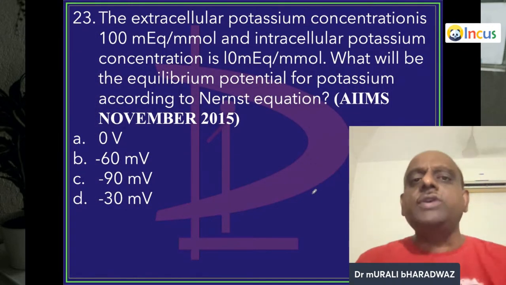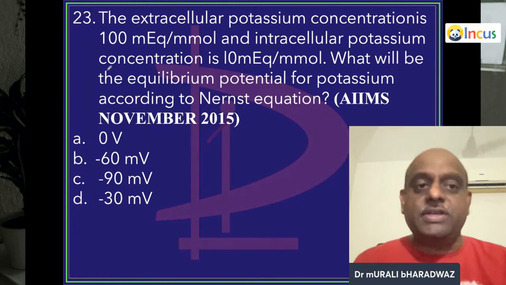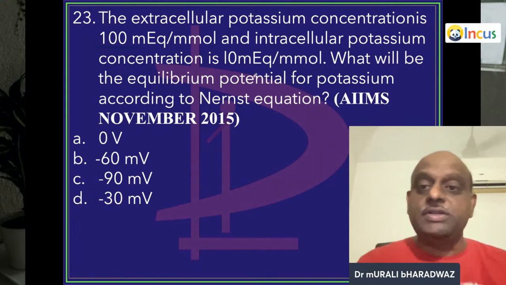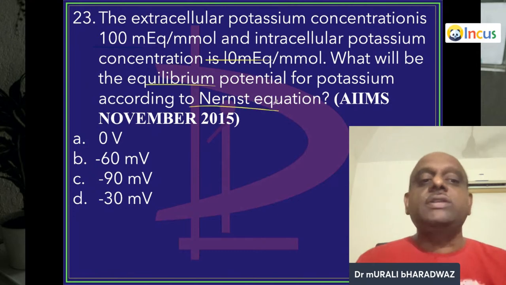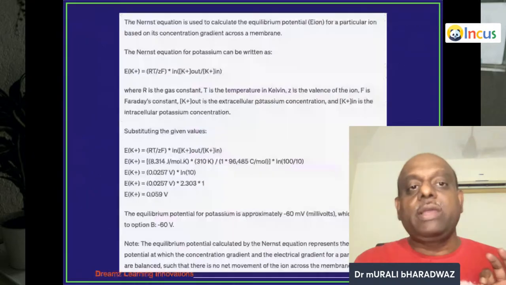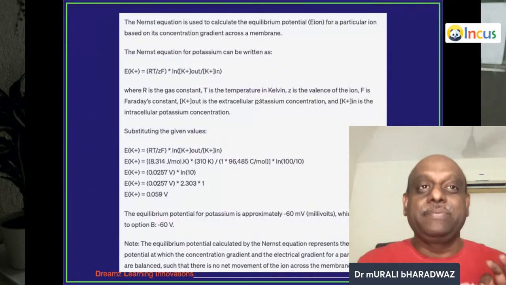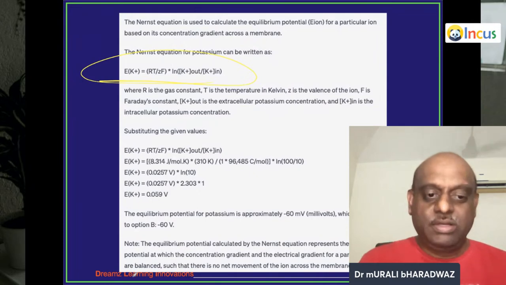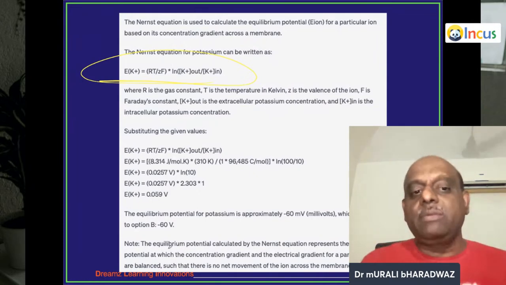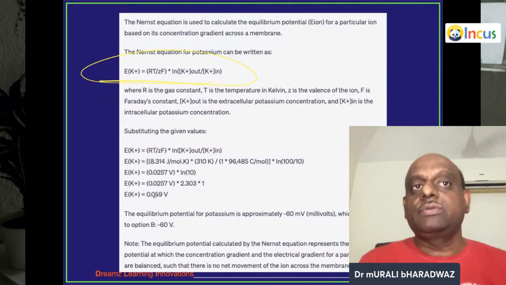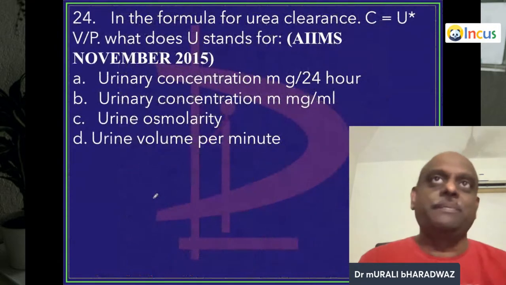The extracellular potassium concentration is 100. Intracellular concentration is 10. What is the Nernst equation? So, the Nernst equation you need to know. Doctor, you apply the formula, you will get minus 60 volts. So, that will be the answer.